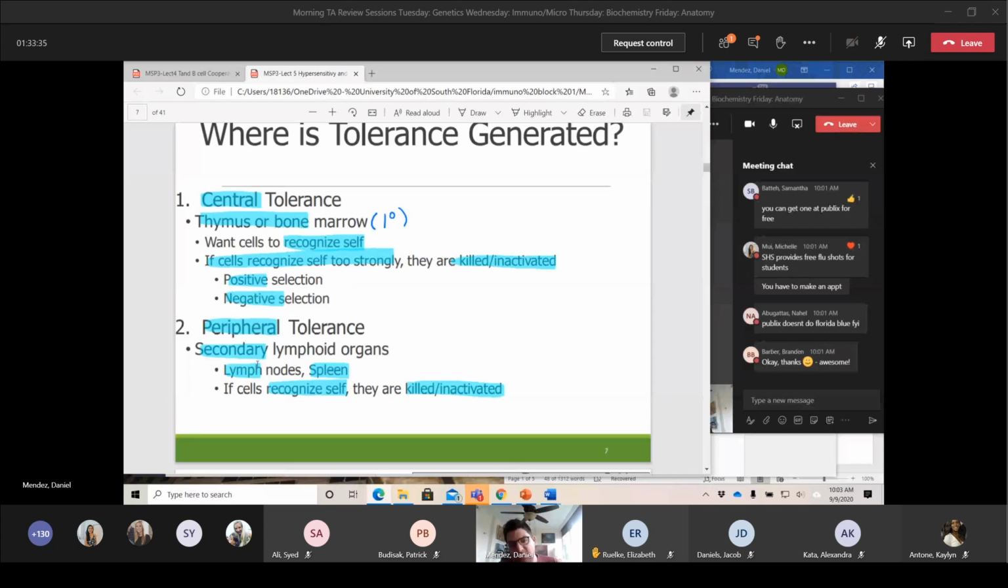And then our peripheral tolerance, this is secondary. This is our secondary tolerance level, and we'll get into this. This occurs at the secondary lymphoid organs, so your lymph nodes and your spleen and your GALT. This is if it recognizes self too much. If it passes our central tolerance, our primary level of education, and gets to the secondary level and it recognizes self a little too much, it's either killed or inactivated. Inactivated being CTLA-4, and then killed through apoptosis.